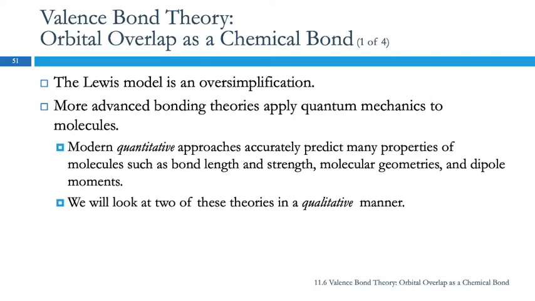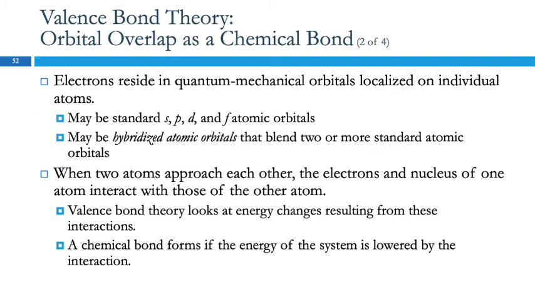Now we're going to talk about valence bond theory. So the Lewis model is an oversimplification, but it's still very useful. The more advanced bonding theories involve quantum mechanics, and there's a lot of math, a lot of really kind of crazy math. And so we're not going to look at these in a quantitative way. We're going to look at them in a qualitative manner. And so that's what we're going to do with valence bond theory.